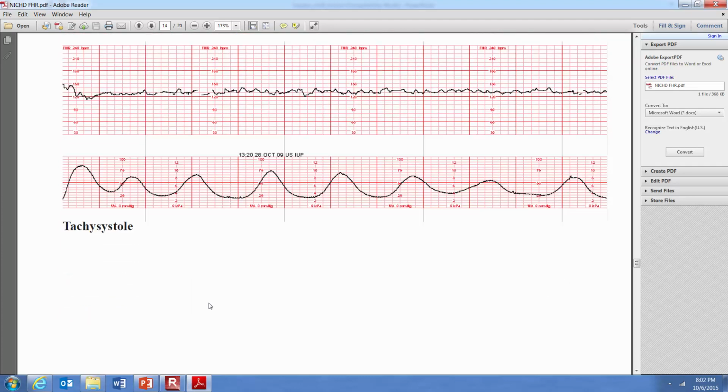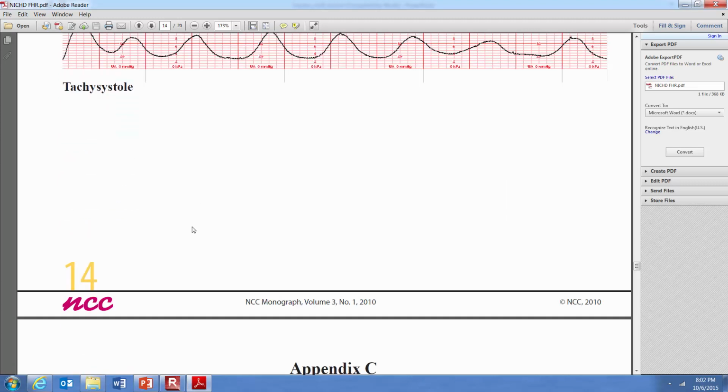If I have tachysystole, I could hurt my woman's belly. I can hurt her uterus, okay? I could rupture her uterus, I could cause bleeding, or I could stress my baby out and I could start having bad baby heart rates, okay? We don't want tachysystole, okay?